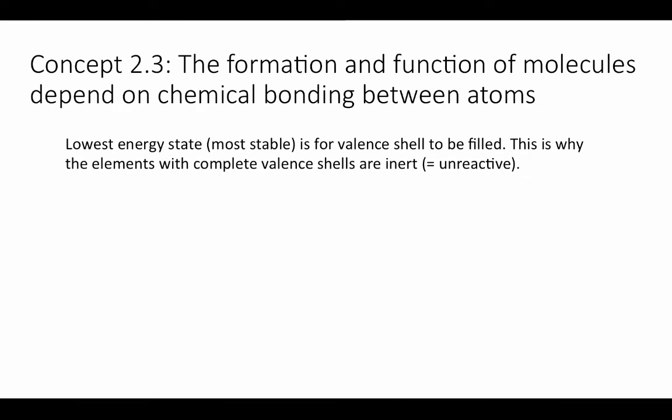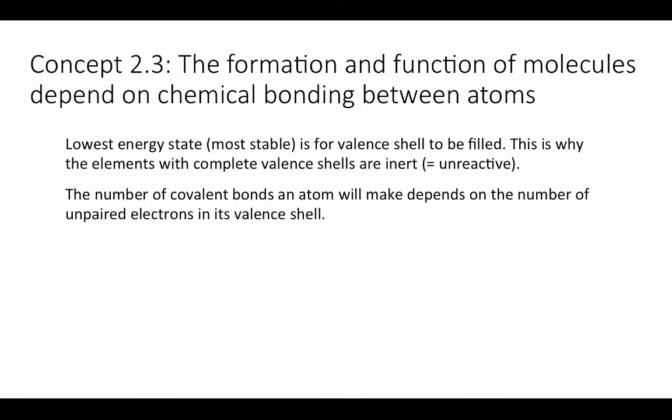So next concept, the formation and function of molecules depend on chemical bonding between atoms. Why do atoms bond together? Why do elements bond together? We're going to look at this question next. So the lowest energy state, in other words, the most stable, is for valence shells to be filled. Those outermost shells are most stable when they have a complete set of valence electrons. And this is why the elements with complete valence shells, such as neon, argon, helium, we call them the noble gases, they're unreactive, they're inert.